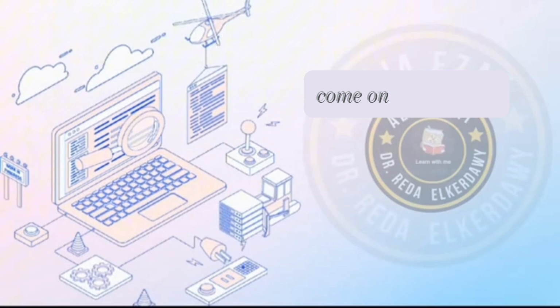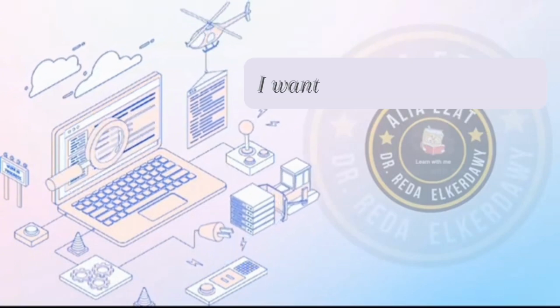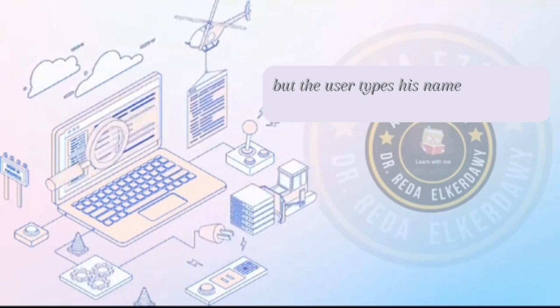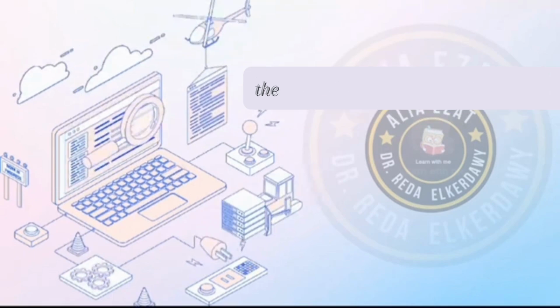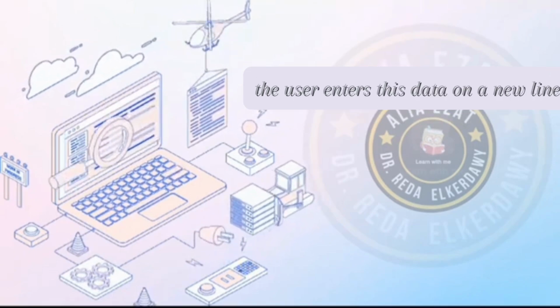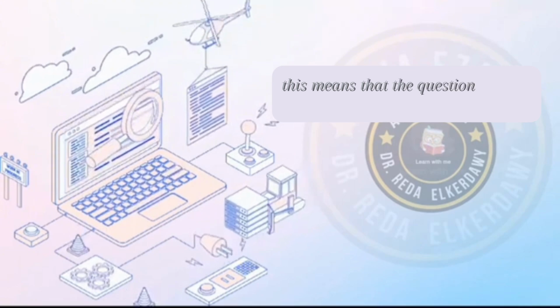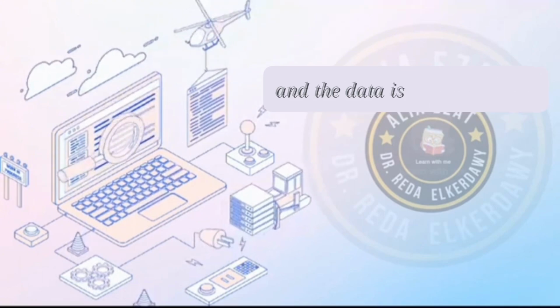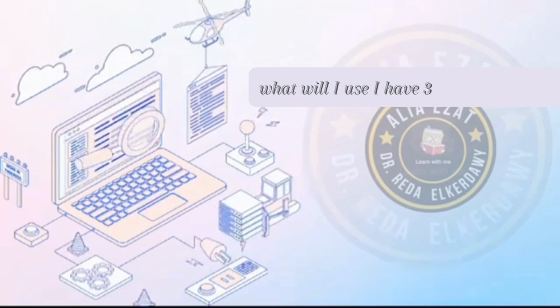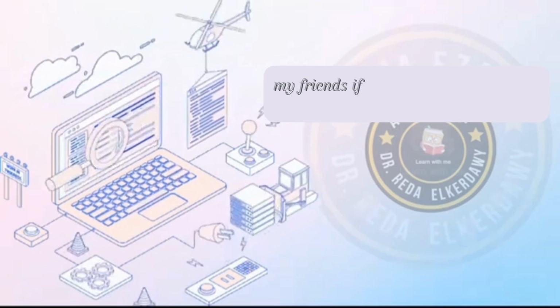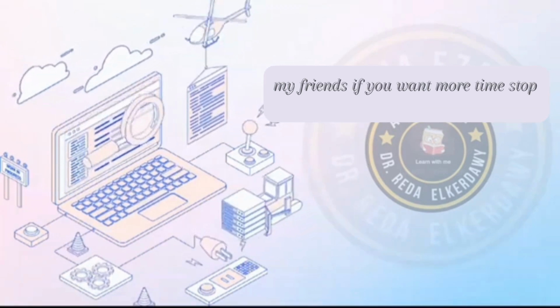Okay, come on. For example, I want the question to appear, but the user types his name and enters the data on a new line. This means that the question is above, and the data is entered below. What will I use? I have 3 seconds for you, my friends. If you want more time, stop the video.